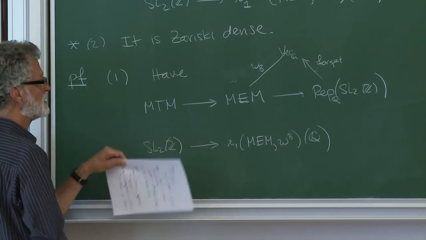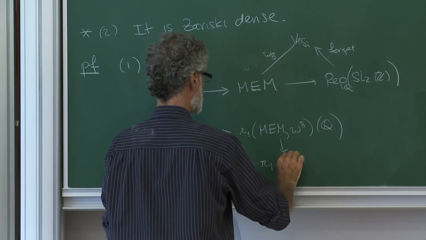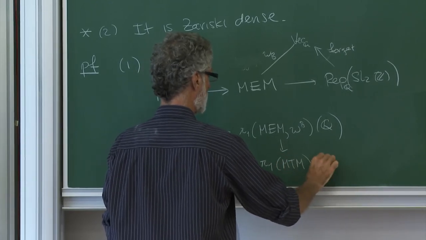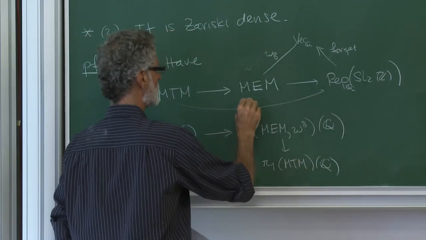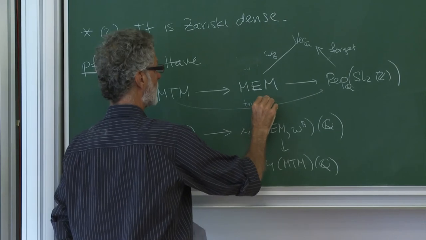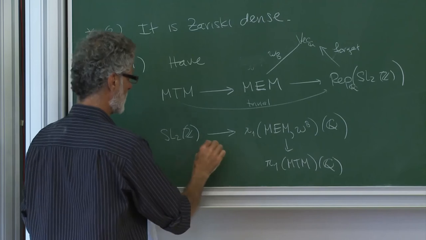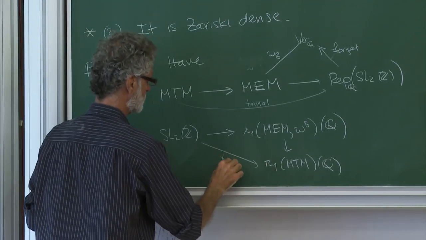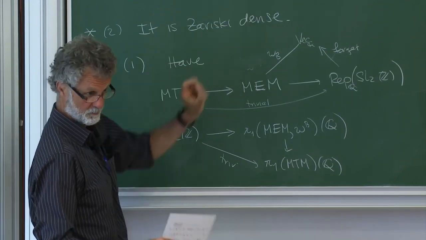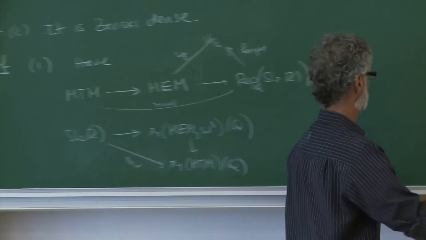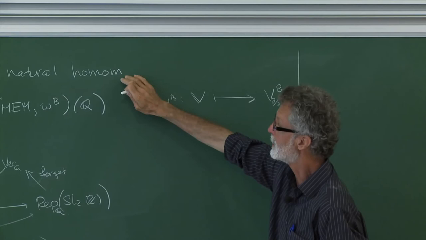And why does it land in the geometric part? Well, if you continue on to pi 1 of mixed Tate motives, what we know here is that this map is trivial. Every one of these goes to the trivial representation. That's telling you that this is trivial, which is telling you that you landed in the geometric fundamental group. So this part, the first assertion, is completely soft.